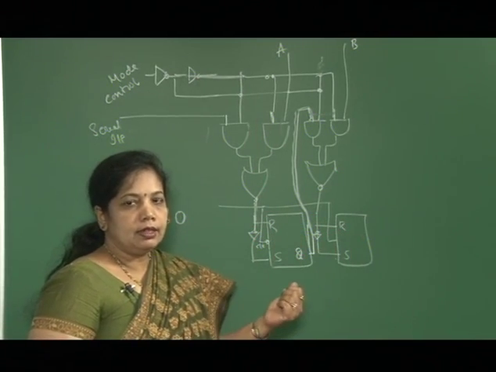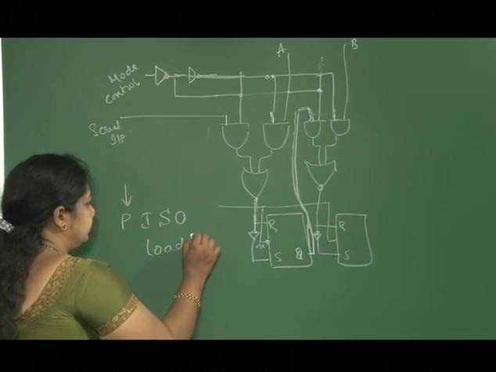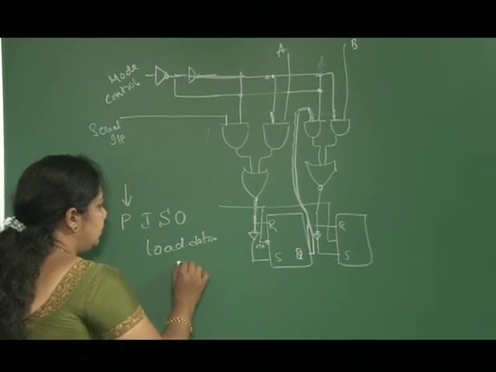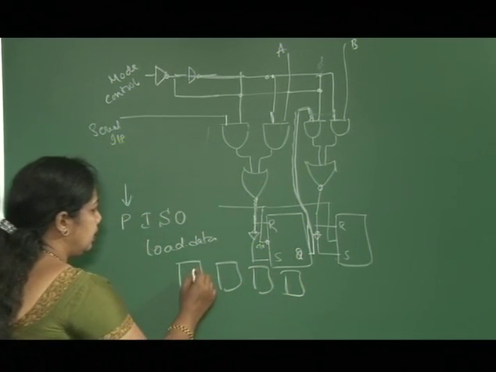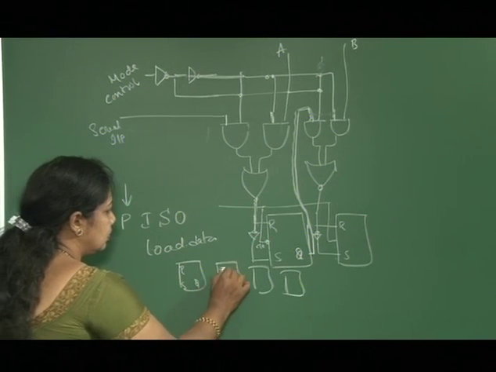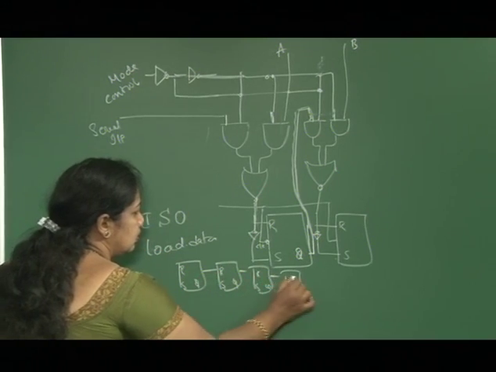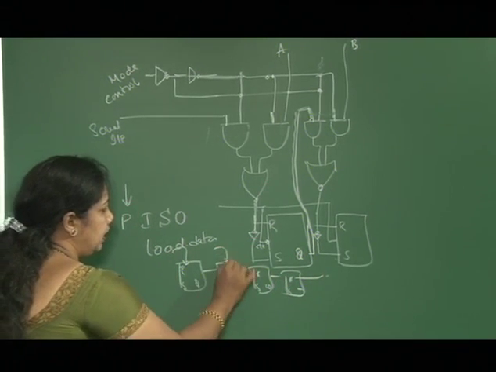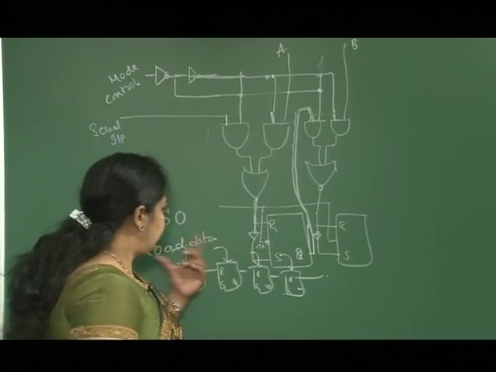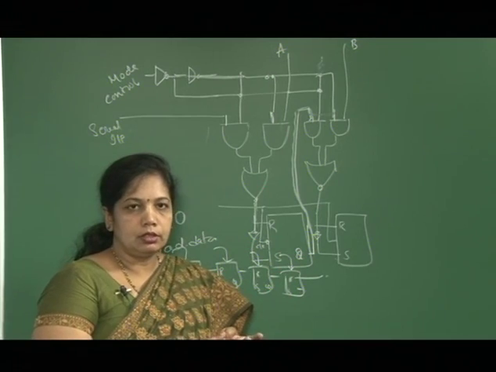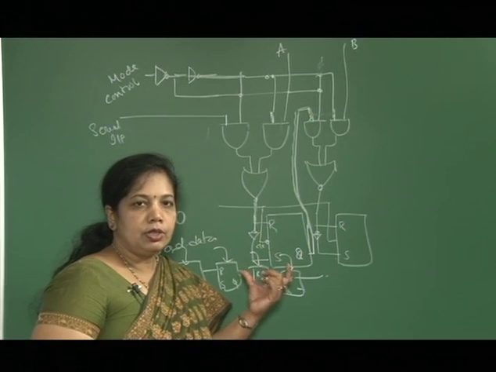Parallel in means I need to first load my data into these 4 flip-flops, say RS, Q. So I need to load data here parallelly. So first option, loading option, load and then store. So I will be storing this.